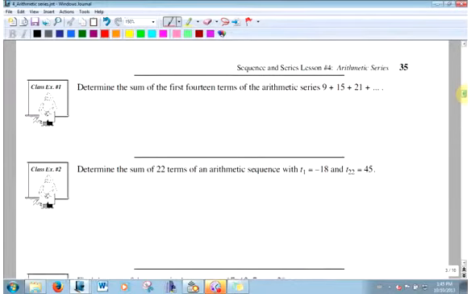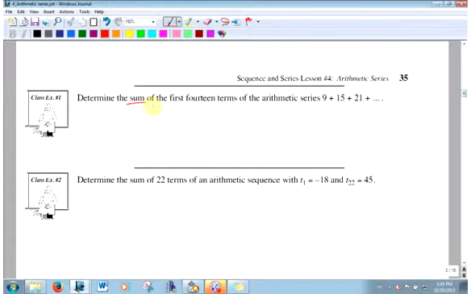Okay, a couple of examples. Determine the sum. This is a series of the first 14 terms. What variable is the number 14? A, t to the n, q, what is it? N, yeah. Okay, n is 14. Of this arithmetic series, okay, it's telling us it's arithmetic. Today that doesn't really matter, but on the test you need to know, is it arithmetic or geometric? Because the formula is totally different.